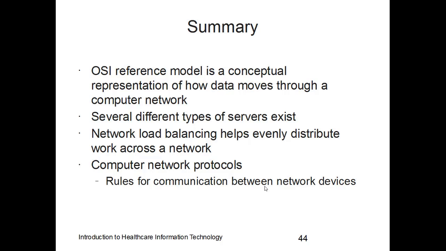Okay, that brings us to the end of chapter number 4. A quick summary of what we discussed. The OSI reference model is a conceptual representation of how data moves through a computer network. Several different types of servers exist. Network load balancing helps to evenly distribute work across the network.